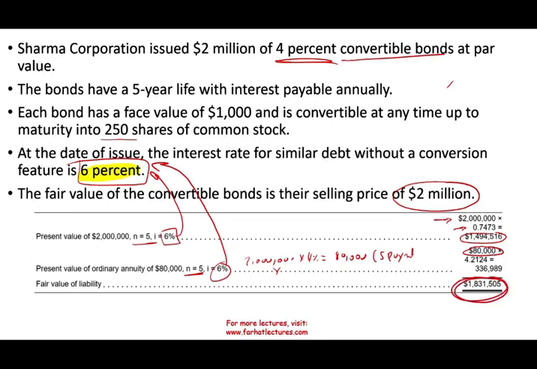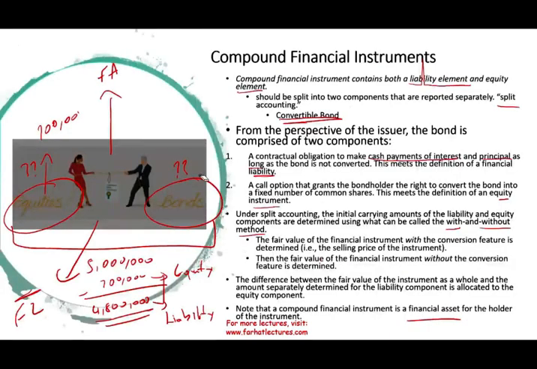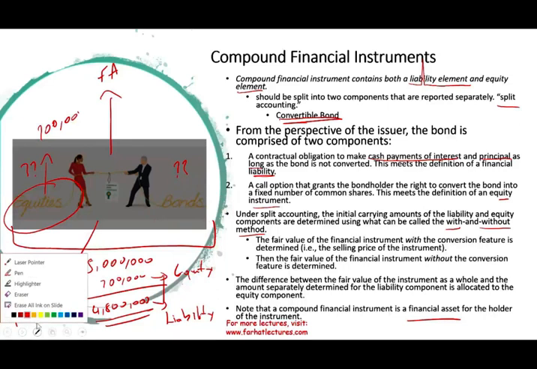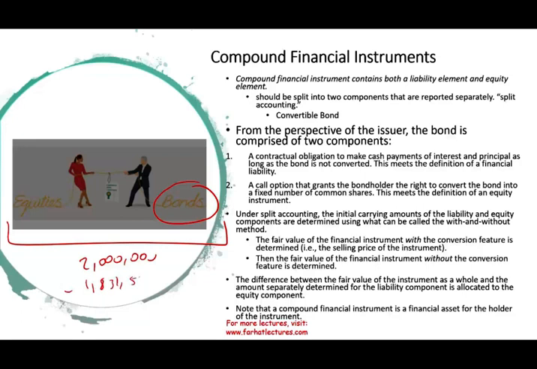Therefore, remember, we have the bond and the call option. The bond by itself, the fair value of the liability, is 1,831,515. This is the bond on its own. Let me go back to that example here and show you the picture. Let me erase everything, then show you on the picture what it looks like. We receive 2 million for the whole thing. Then we determine the value of the bond. The value of the bond was 1,831,505, based on the present value of the principal and the present value of the payment.